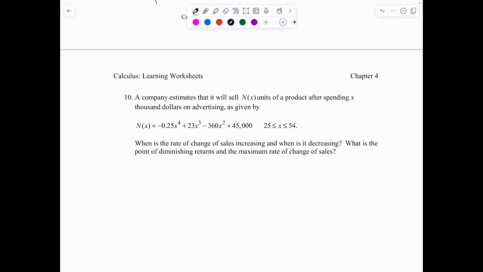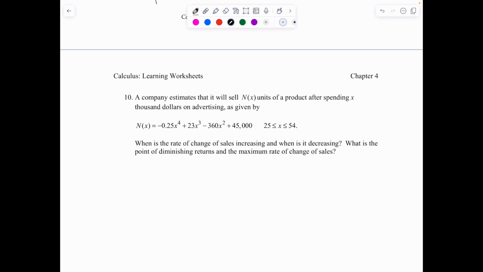A company estimates that it will sell N of X units of a product after spending X thousands of dollars on advertising, given by N of X equals negative 0.25 X to the fourth plus 23 X cubed minus 360 X squared plus 45,000. X being between 25 and 54, right? Those are the thousands of dollars. When is the rate of change of sales increasing and when is it decreasing? What is the point of diminishing returns and the maximum rate of change of sales?